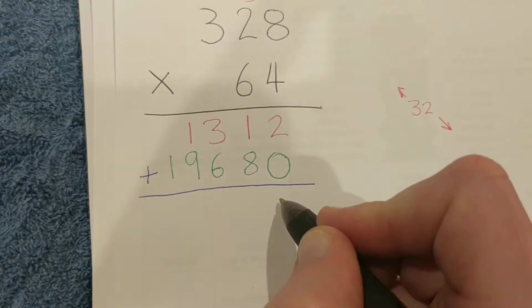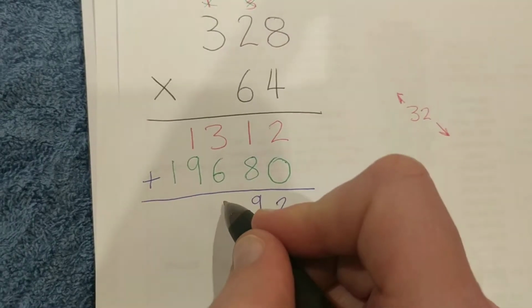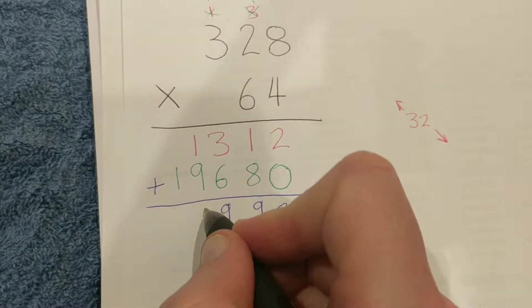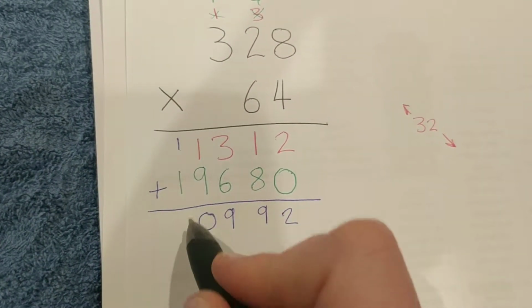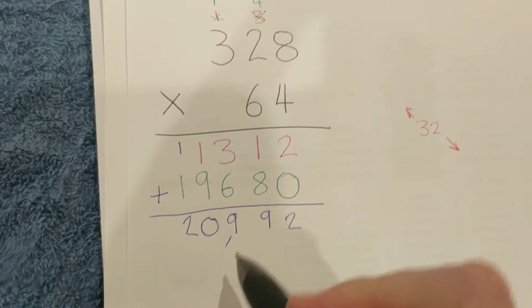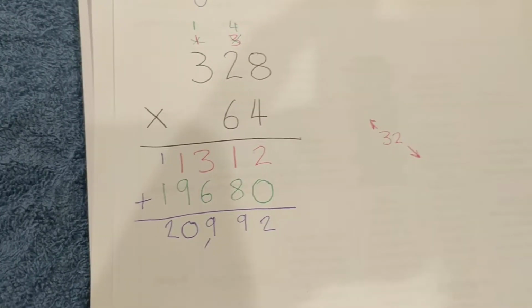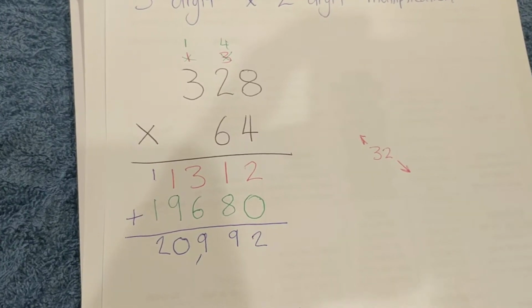So 2 plus 0 is 2, 1 plus 8 is 9, 6 plus 3 is also 9. Now I come to 9 and 1, which is 10, so I need to put that 0 down and carry. And 1 and 1 is 2. So the total answer there is 20,992. And that's how you do the place value method for 3-digit by 2-digit multiplication.